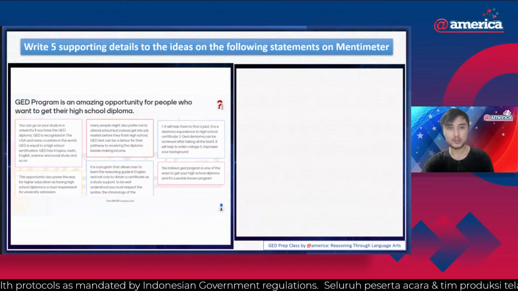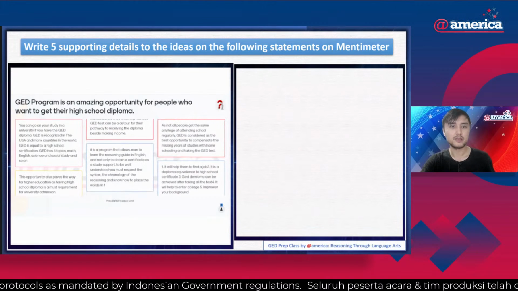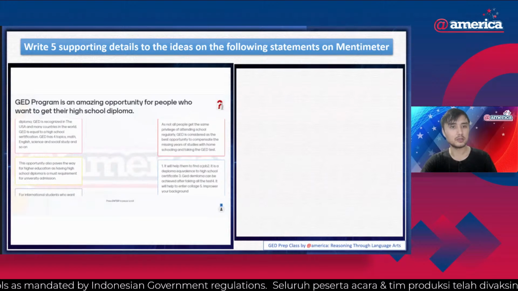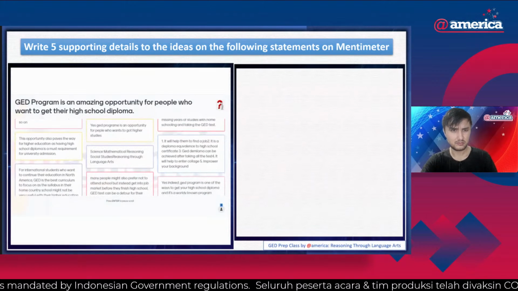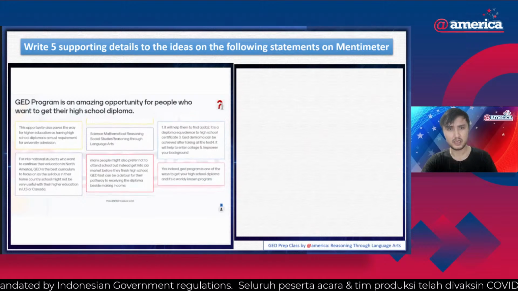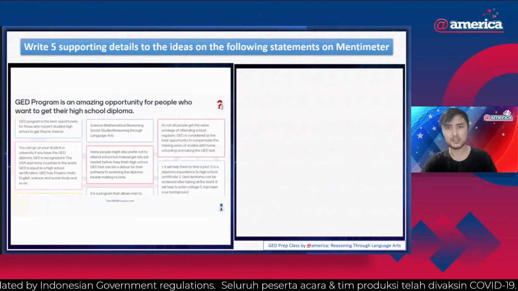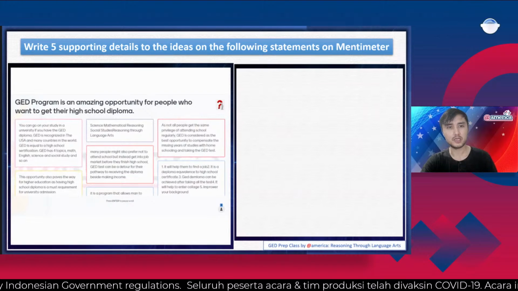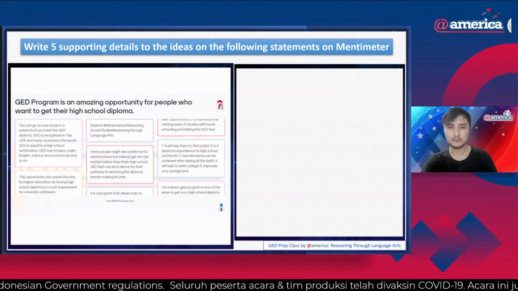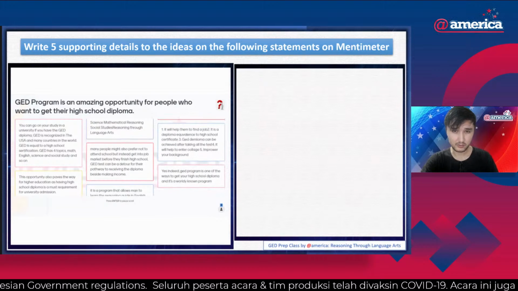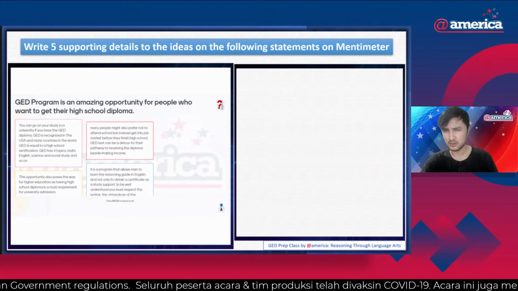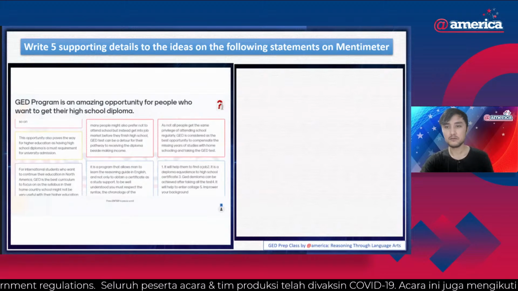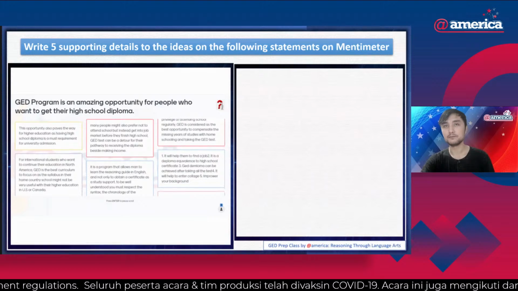So if we read these statements, this one says that you can continue your study in a university if you have the GED diploma. GED is recognized in the USA and many countries in the world. GED is equal to a high school certification. GED has 4 topics, math.